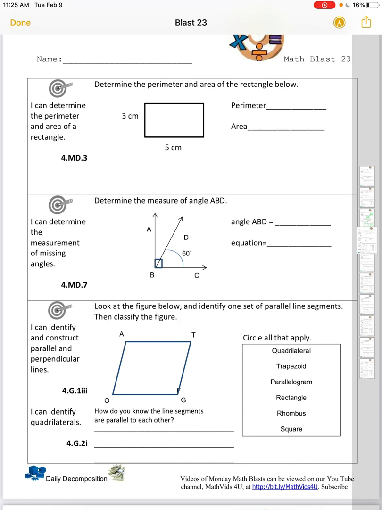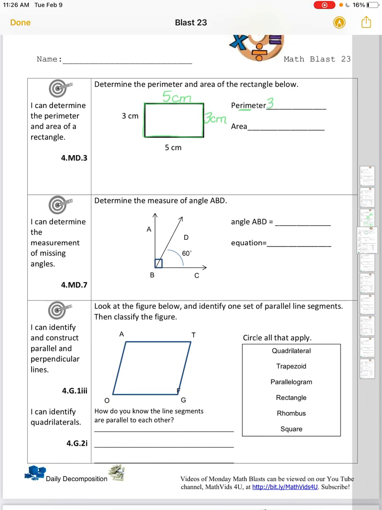I can determine the perimeter and area of a rectangle. Determine the perimeter and area of the rectangle below. Starting with the perimeter, notice the key word in here, rim. I'm going to work my way around the rim of the figure. I'm trying to find the total distance around the figure. Opposite sides on rectangles are equal, so this side would be 3 centimeters and this side would be 5 centimeters.